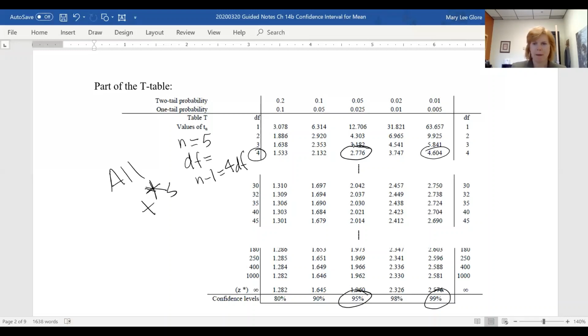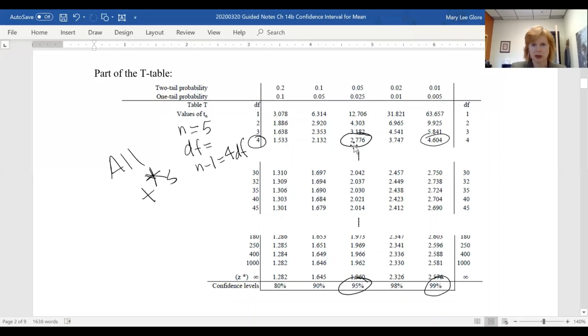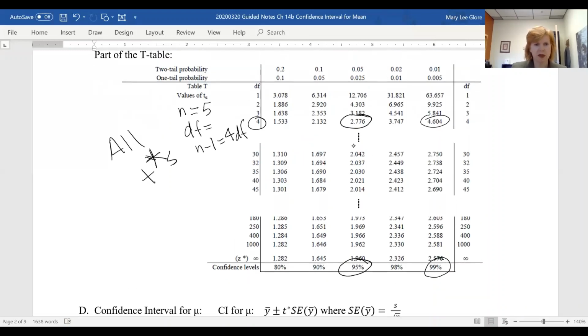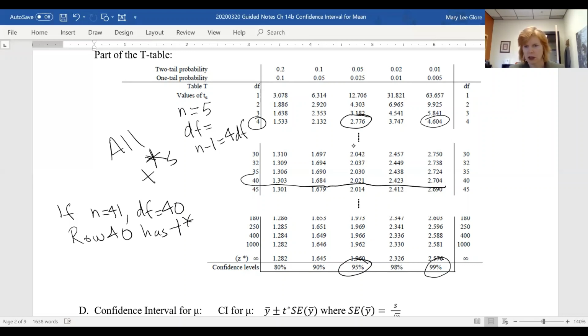All right. So let me move down a little bit. Right. So if my sample size had 41 people in it, then my degrees of freedom is 40, and I would go to row 40 for my T star. All right, so I go here, and I'd say, okay, here's my possible T star. And depending on the confidence level, like the middle column is for 95%, the last column is for 99%, then I would pull that as my T star.